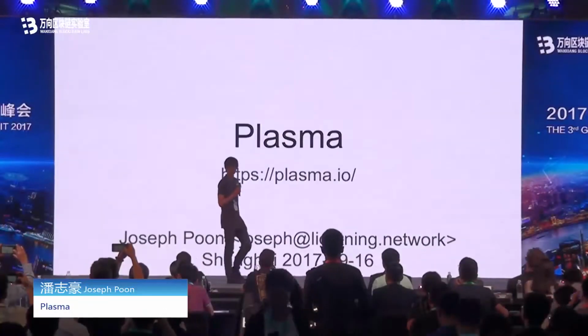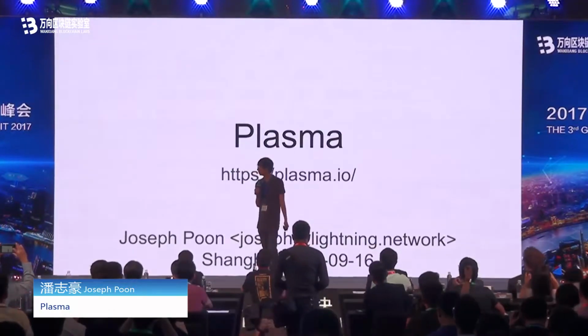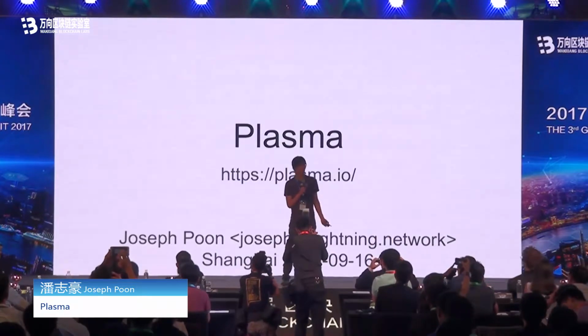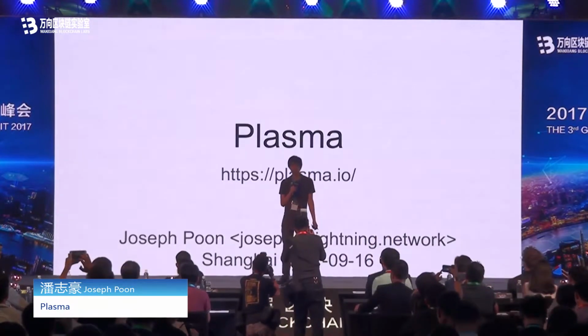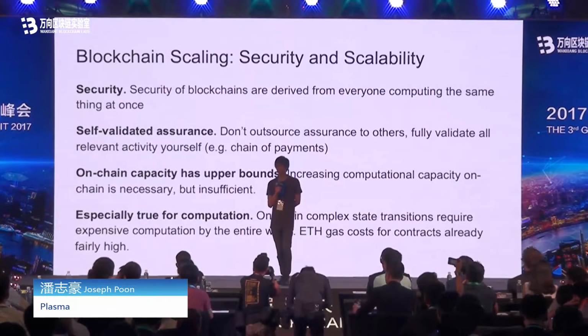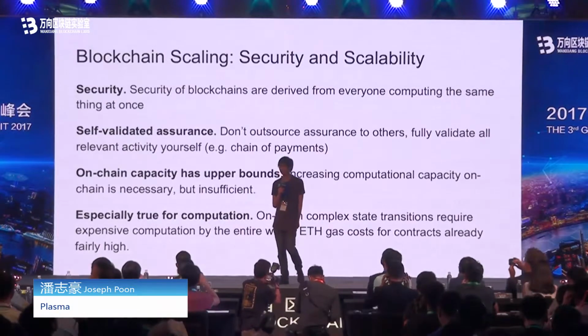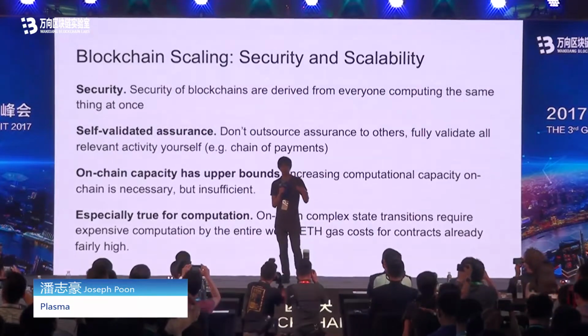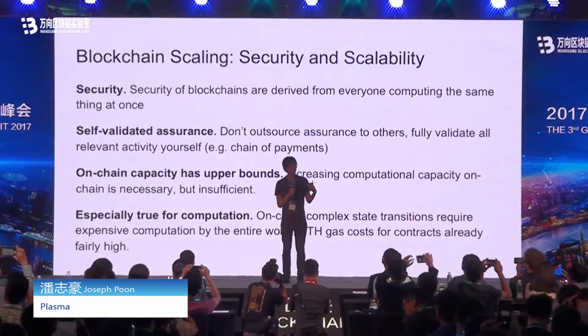Everybody, I'm Joseph Poon. Recently, Vitalik Buterin and I released a paper called Plasma. Its goal and design is around blockchain scaling. And first, in order to understand what the construction is, we need to understand the motivations.